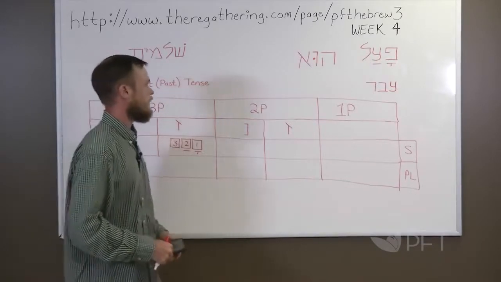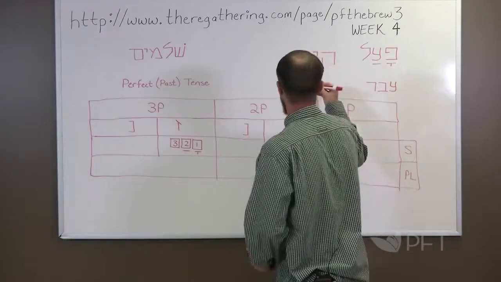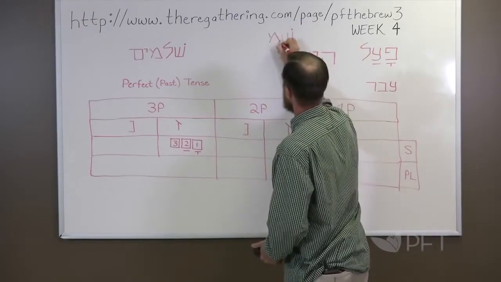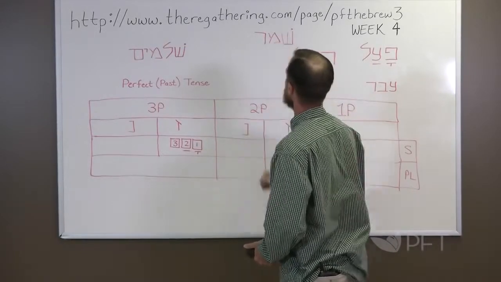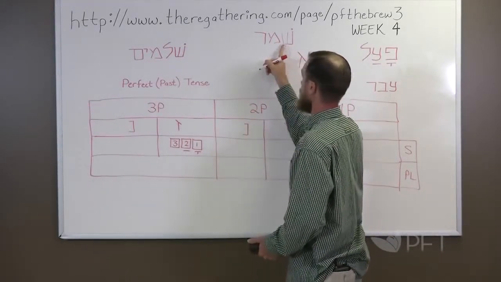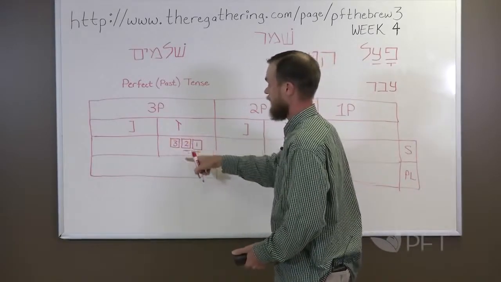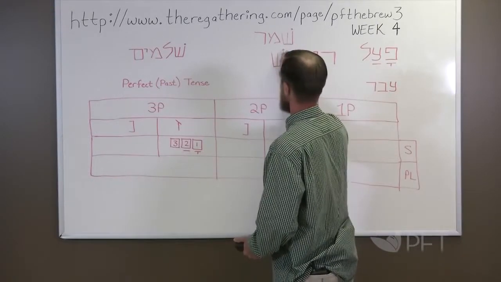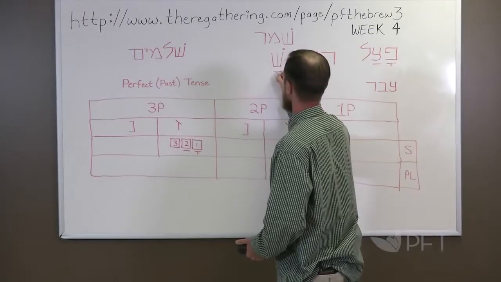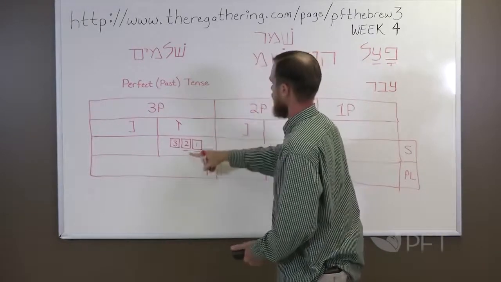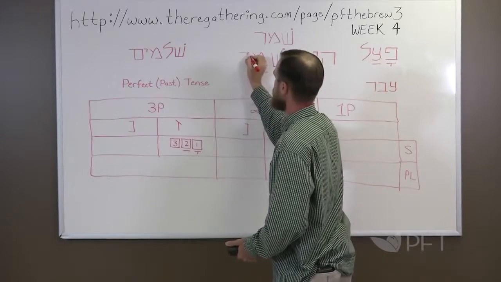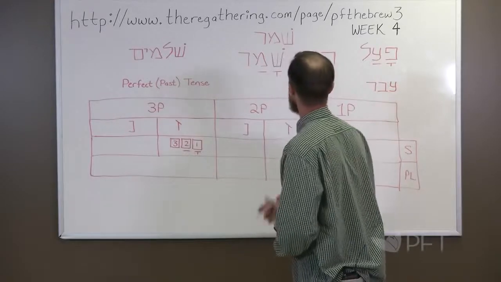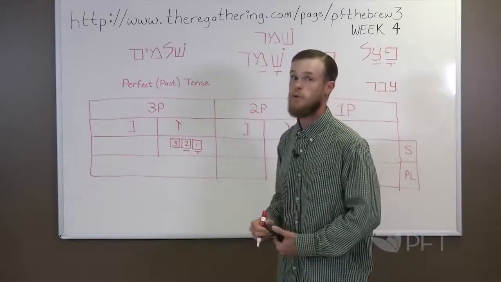Okay, so to say he kept, again, the root of kept is shin, mem, resh, to keep. So we plug in the letters of the root into their corresponding parts on the chart and add the necessary vowels. And we come up with shin, kometz, mem, patach, resh. Pronounced shamar, shamar. So hu shamar means he kept, or he guarded.